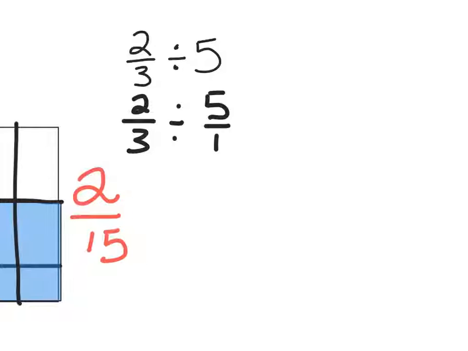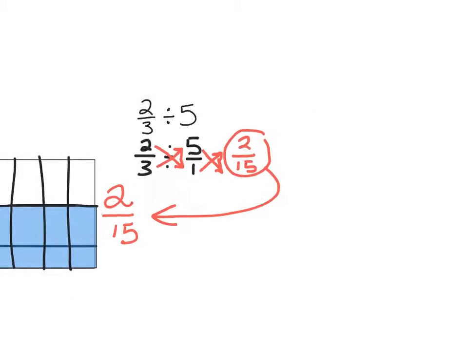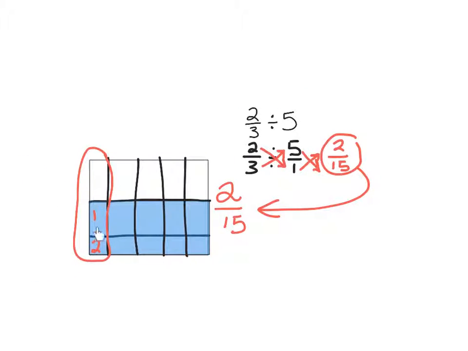So now I'm going to do mountains and valleys first. So I'm going to take the 3 and make my mountain. 3 times 5 is going to give me 15 down here on the bottom. And then I'm going to do my valley, and I'm going to go down here. 2 times 1 is going to give me 2 up here. And as you see, 2/15 agrees with our mathematical model right there of these 2 out of the 15 whole parts, right?